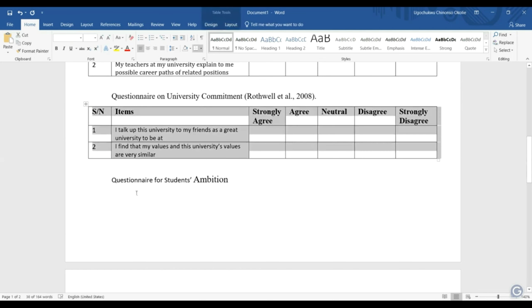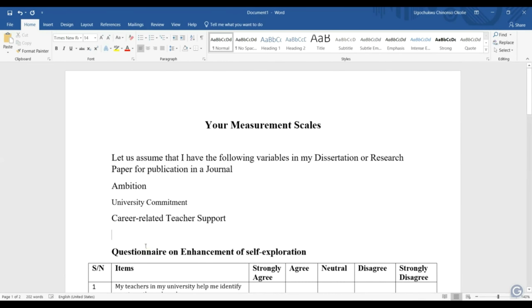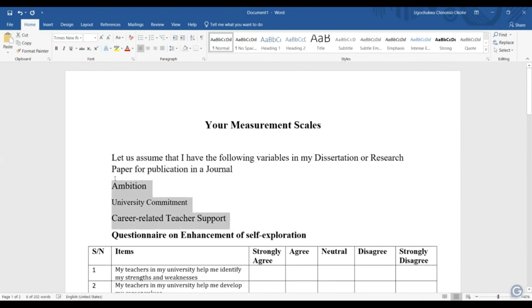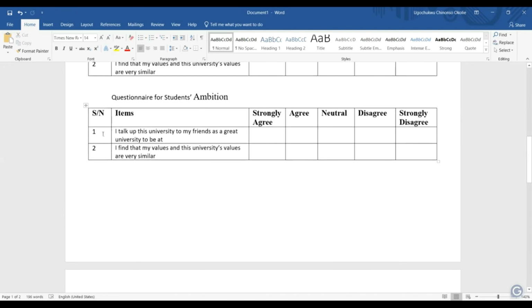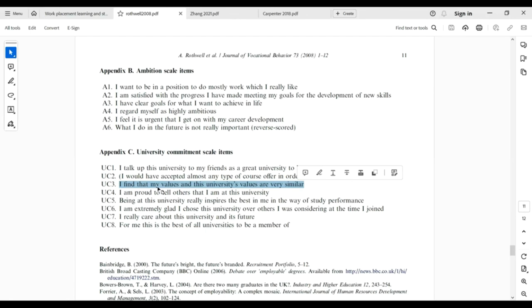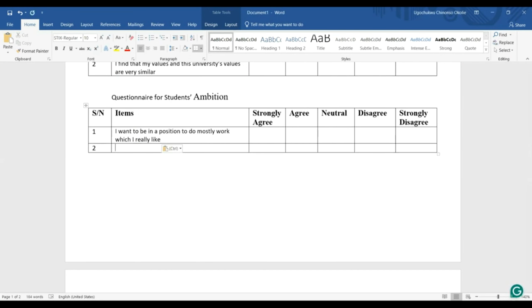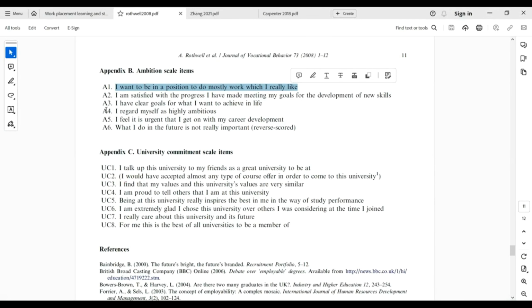And I can also copy this and pull this up a little. Okay, so I'm going to delete this. I just want to show you an example of adopting a measurement scale. So you can see the ambition scale items. For example, this one said, I want to be in a position to do mostly work which I really like. Okay, let's put this one here. Number 2: I regard myself as highly ambitious.